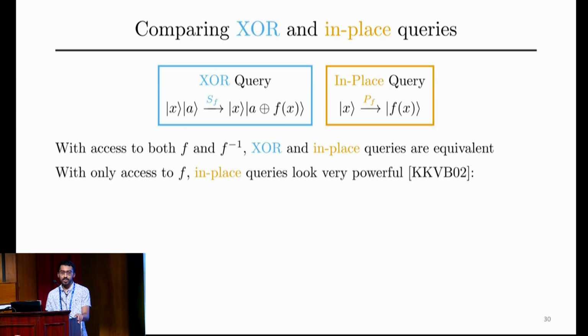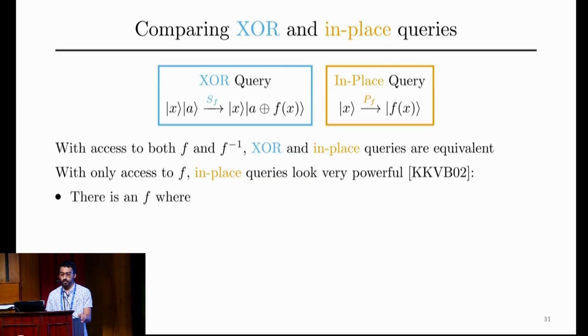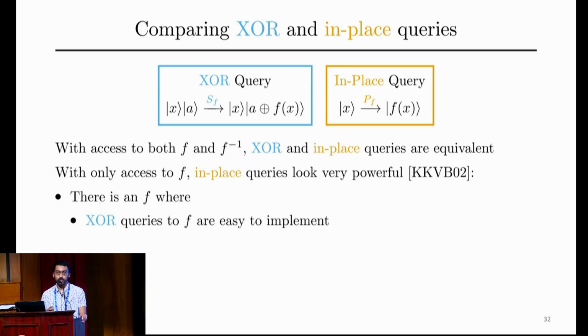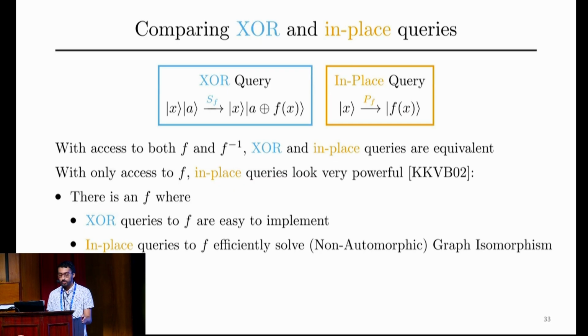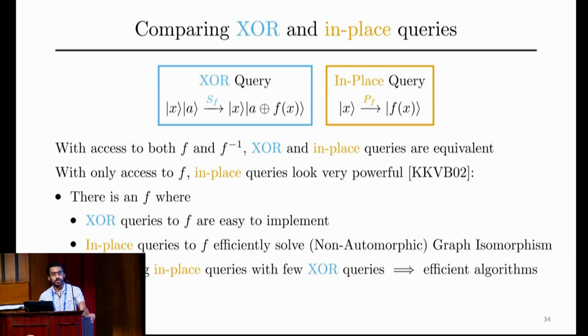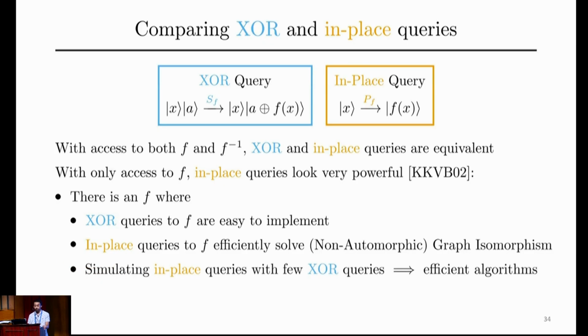But if we only have access to f, then in-place queries look very powerful. And so there was this work of Kashefi, Kent, Vedral, and Banaszek, where they showed there's an f, a specific f, that has XOR queries that are easy to implement with quantum circuits, but in-place queries to f would efficiently solve a version of graph isomorphism. And so if we could generically simulate in-place queries with just a few XOR queries, then we would place this problem in P, which isn't known yet.